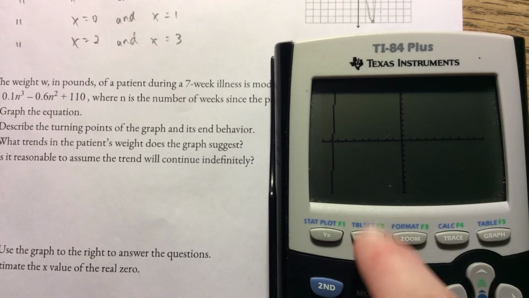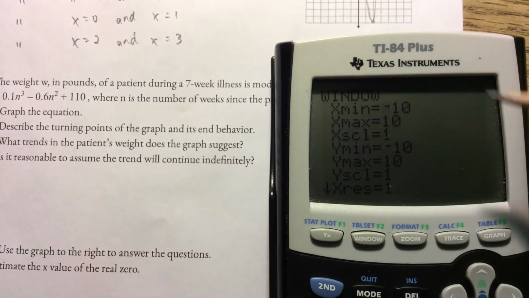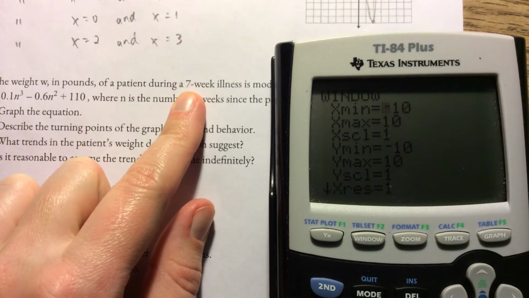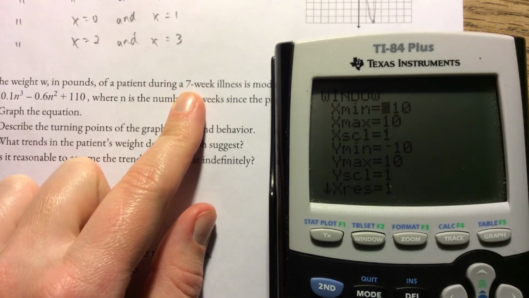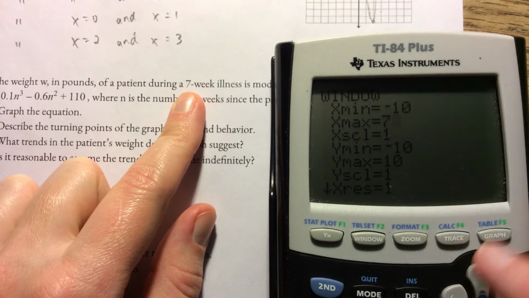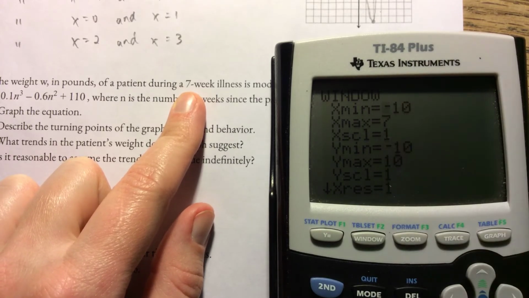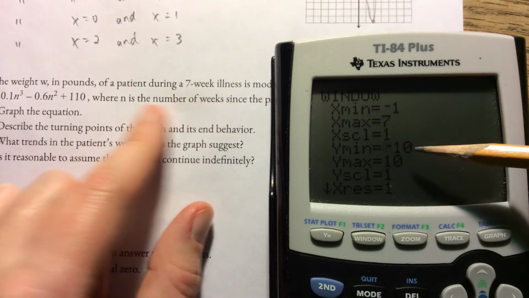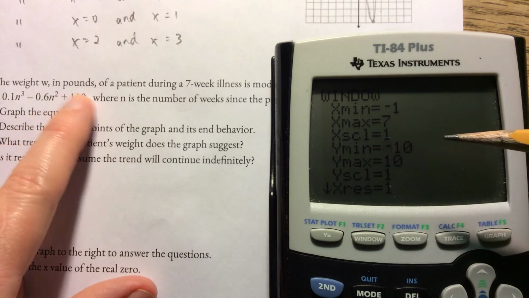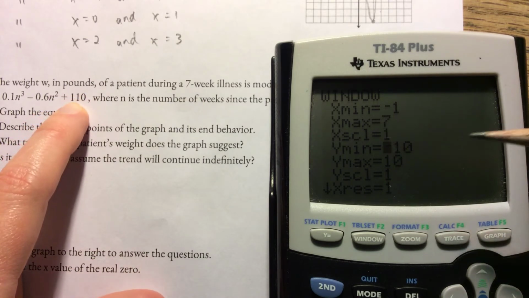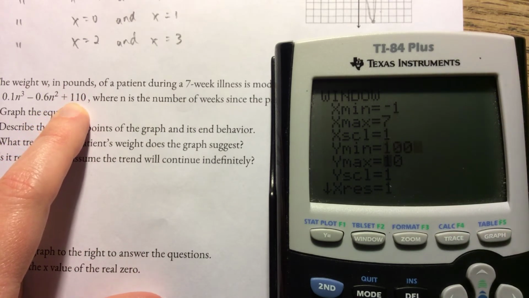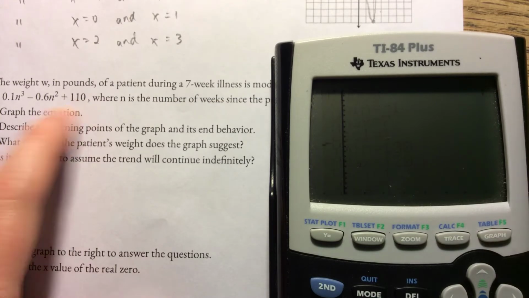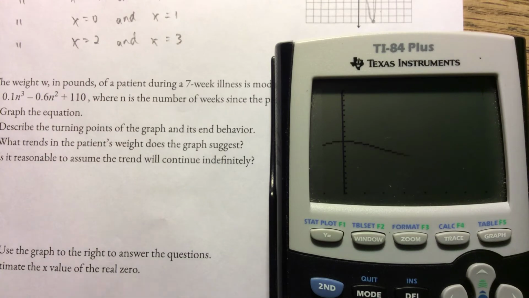The window is what we're looking at on here. It says that we're only looking at a 7-week period, so I really only need to see up to 7 weeks, which is my x, and I don't need to go back negative in time, but I'm going to make it -1 just so that I can see the whole axis there. My y-intercept on here is 110, so maybe I start at 100 and go to 120 just to see what I can see there. And then I'm going to graph this.